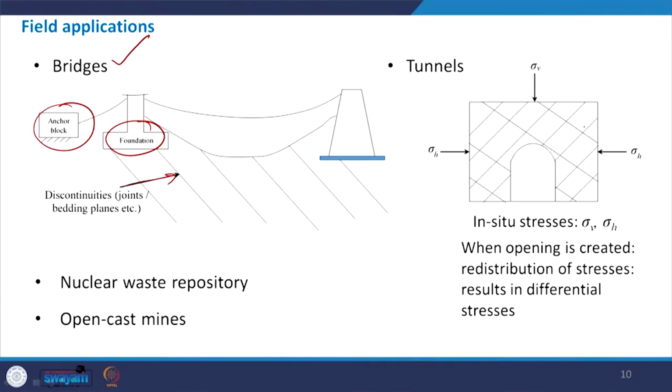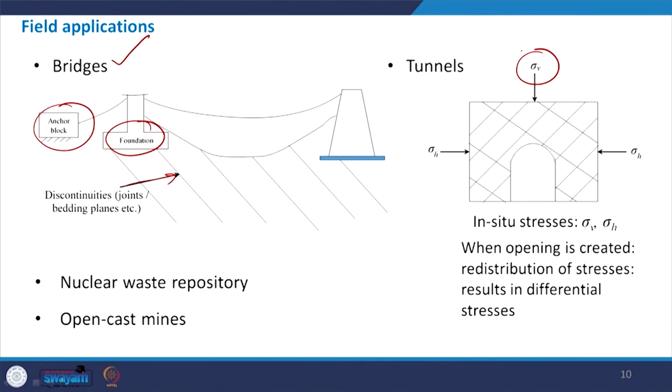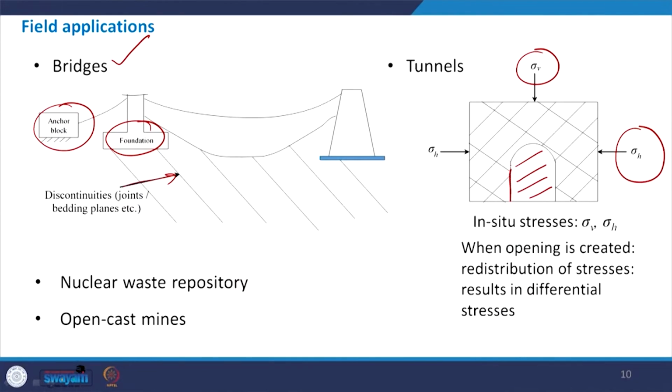Then come to tunnels. Let us say this complete rectangular portion is rock mass, and in situ stresses are acting. In the vertical direction it is sigma V, and in the horizontal direction it is sigma H. Now I make an excavation here. So what will happen? When I make the excavation, at this free surface the stresses are going to be released.